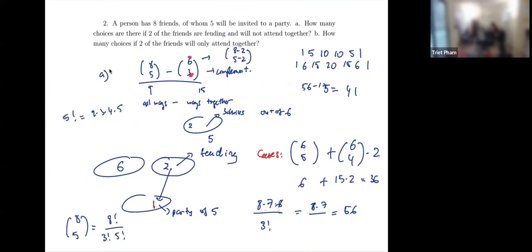And 6 choose 3 is, 6 choose 0, 1, 2, 3. 6 choose 3 is not 15. 6 choose 3 is 20. All right, and that's 36. Yep, all right. So yeah, the answer to both of them is 36, all right?